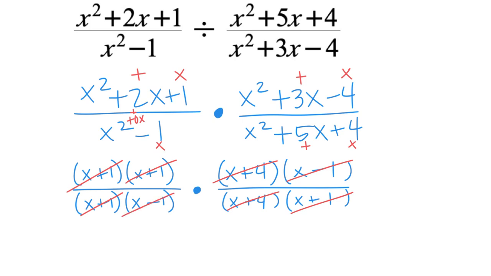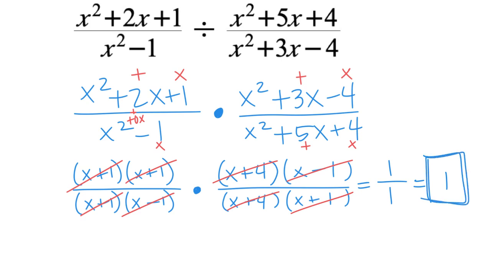So everything canceled. Now when we talked about this on Friday, whenever something cancels completely on top or completely on bottom, that leaves us with 1s. So we have 1 on top since everything canceled and 1 on bottom since everything canceled. So 1 divided by 1 leaves us with an answer of just 1.